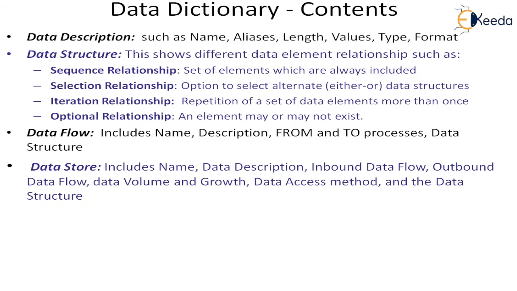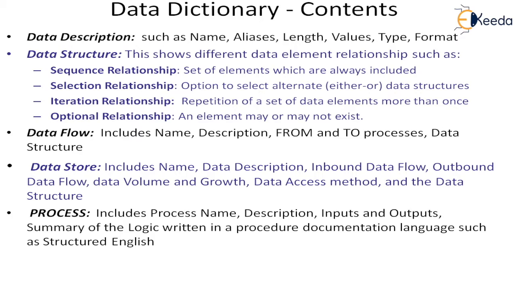So how does the data dictionary look? It has a data description, which will have names, any alias names, and data length. Because this is only the elementary data, it will have attributes like length, values, types, the format, anything that you can understand as data. You all might have dealt with something similar in database design, where we look for length, value, type, format, and the identifier. And then you have the data structure.